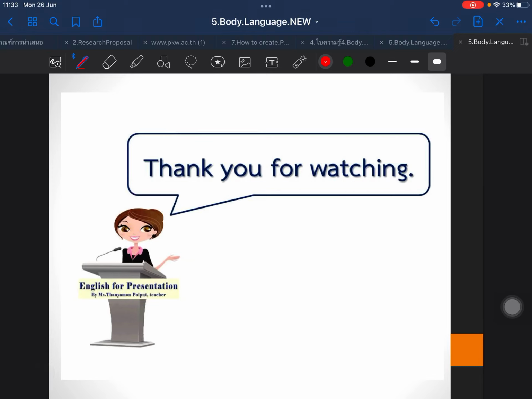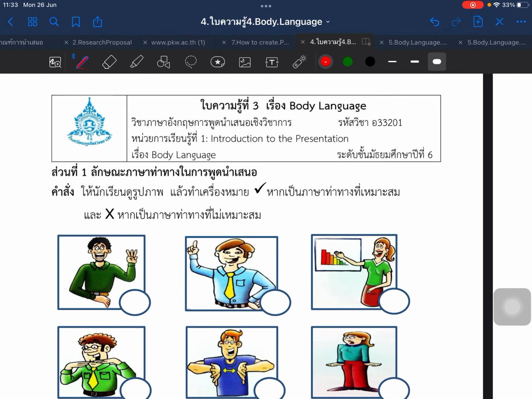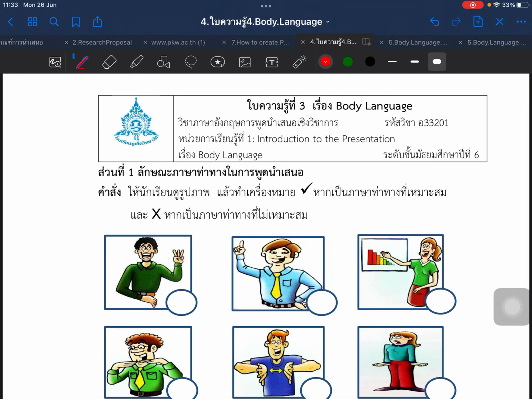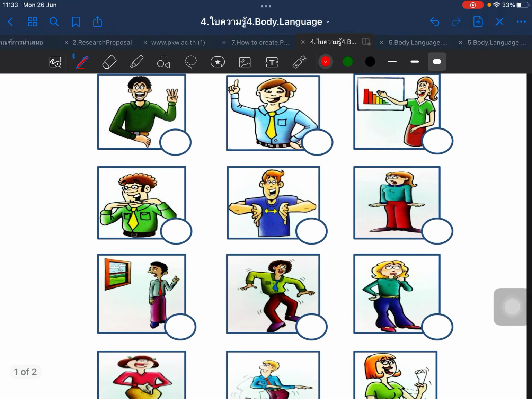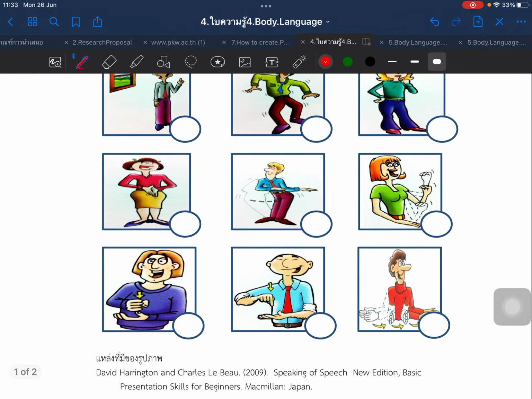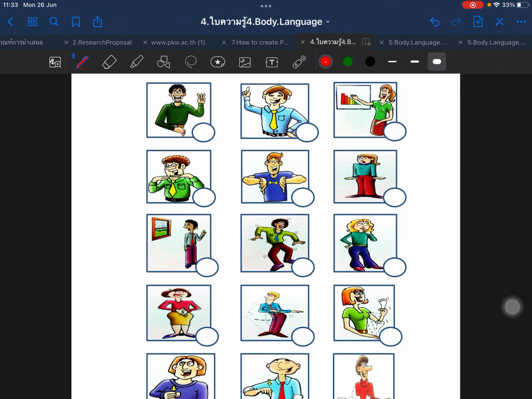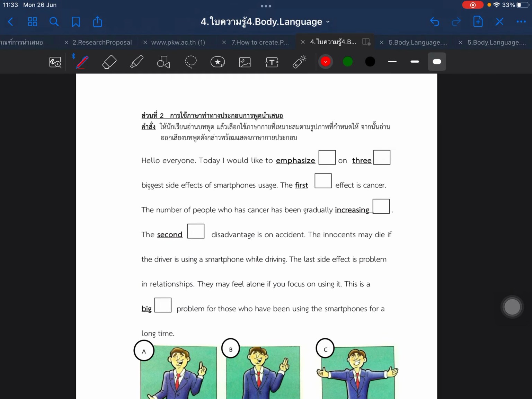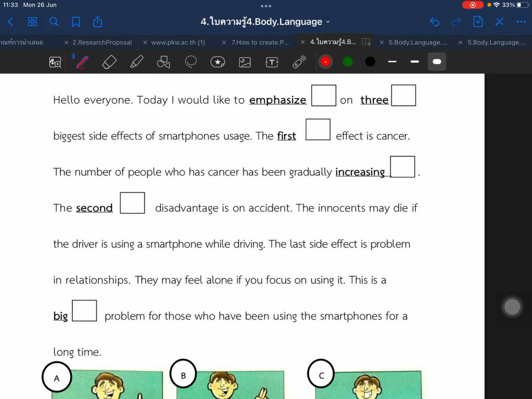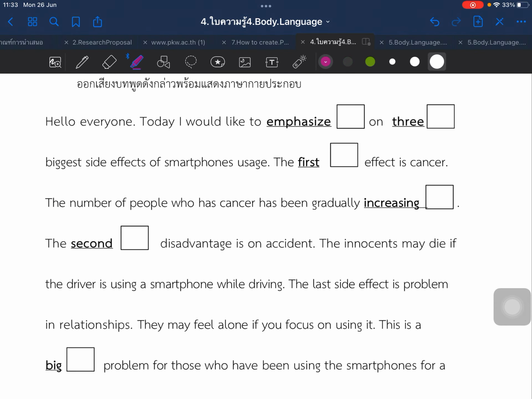So this is the content about body language. Now let's move on to the worksheet that you got already. These are the examples that I have already mentioned, right? So I will skip this exercise. Now let's move on to the second one. As you can see, while you are giving the presentation and you say that word, you can also act. All right?